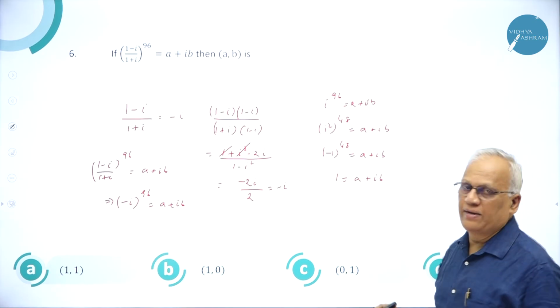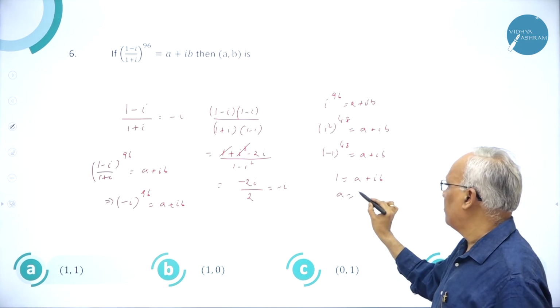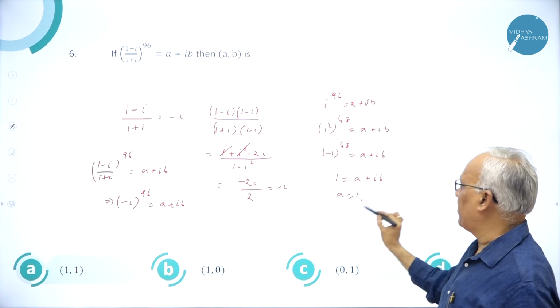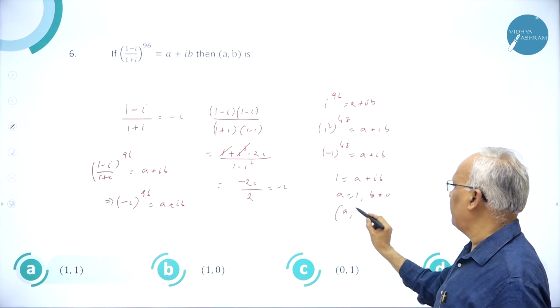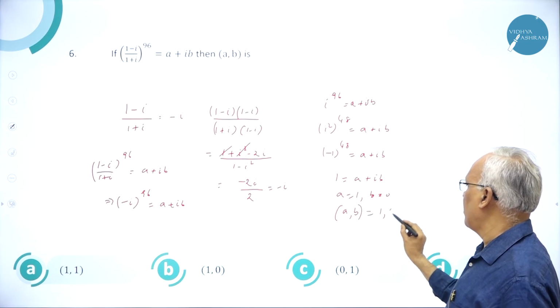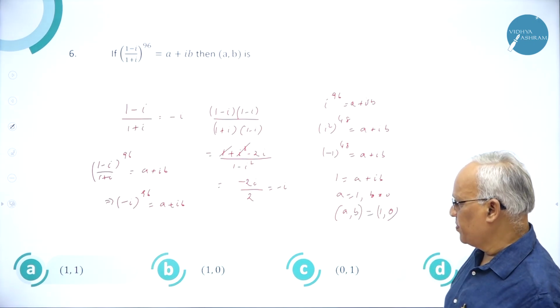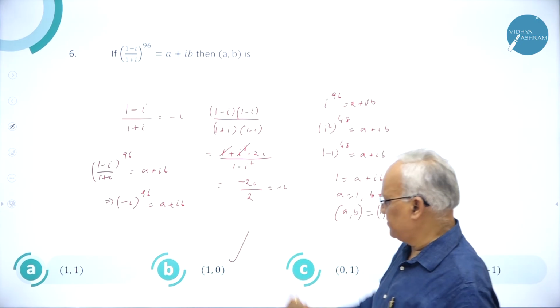Now comparing real and imaginary parts, a is equal to 1, and there is no imaginary part there, so b is equal to 0. Therefore (a, b) is equal to (1, 0). So the answer is (1, 0). So b is the answer.